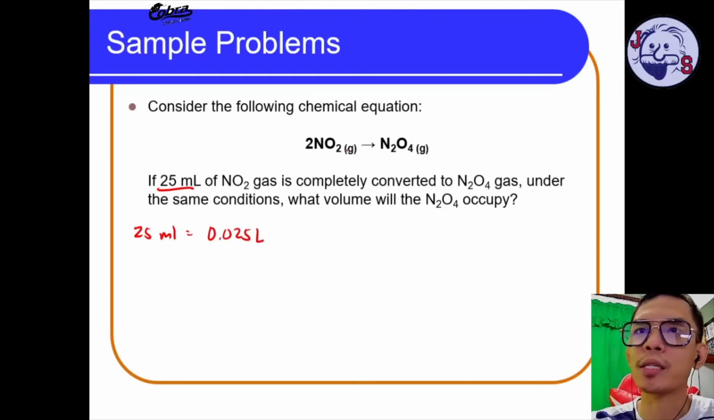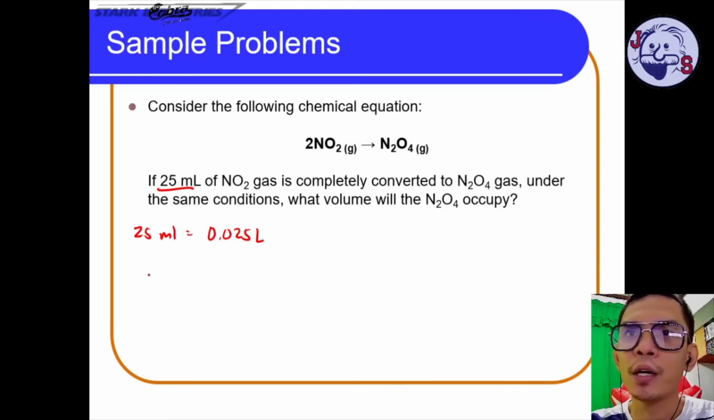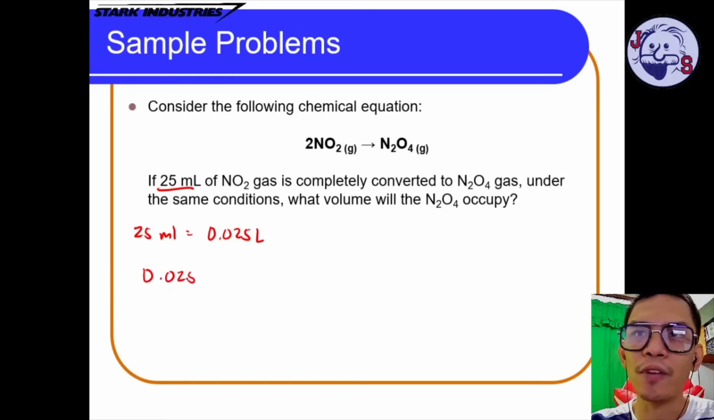So we are now good and ready to go. What is completely converted to N2O4 gas? 0.025 liters of NO2.